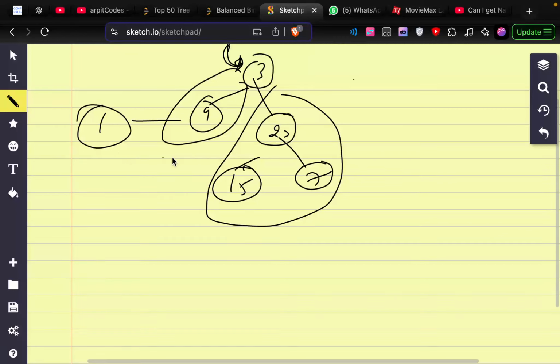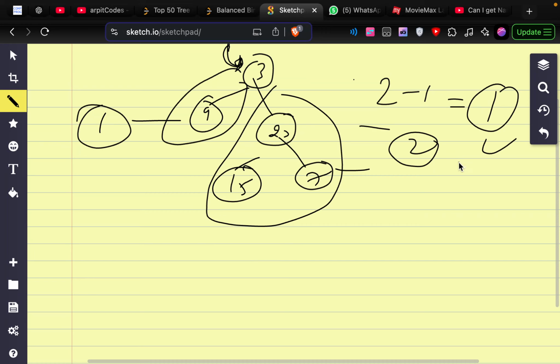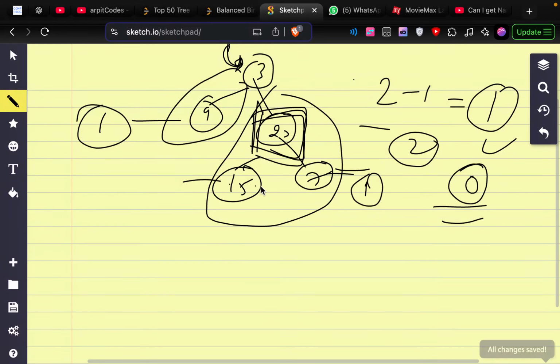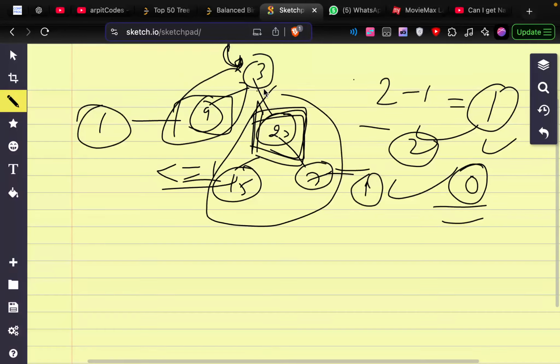Basically this one has height of 1, this one has height of 2, so the difference will become 1, which is within the reach. And for this subtree, for this node, the left subtree will have height of 1 and the right one will have height of 0. The absolute difference of the heights of this and this will be less than or equal to 1, so this will also qualify. So this is a height balanced binary tree.